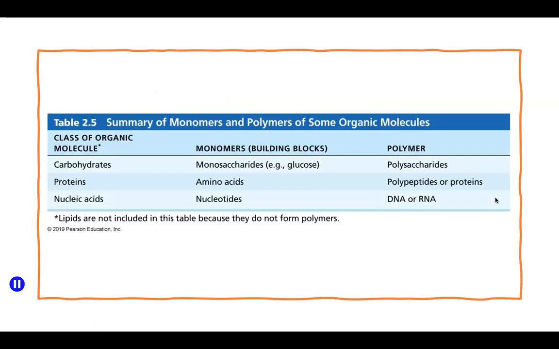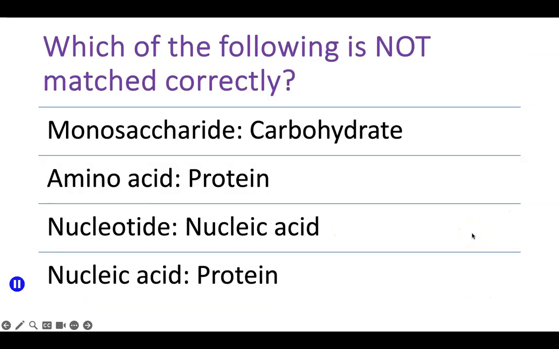So here's just an overarching summary of these macromolecules. So carbohydrates, the monomers were monosaccharides, and the polymers were polysaccharides. Proteins, monomers are amino acids, and the polymers are polypeptides or proteins. And nucleic acids, the monomers are nucleotides, and the polymers are either DNA or RNA. And I'll remind you, once again, lipids are not included on this table because they don't form polymers. So now a question before we move on to lipids.